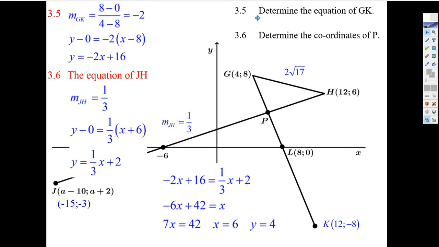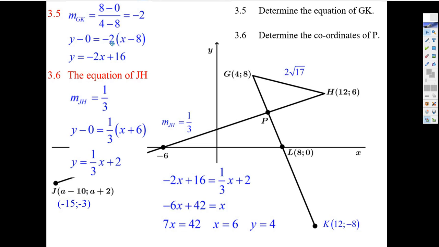Let's try the next question. Determine the equation of GK. The equation of GK. Well, that's pretty easy. All we got to do is find the gradient. Well, let's just use this one. We go 8 minus 0, change in y, over 4 minus 8, change in x. 8 divided by negative 4 is negative 2.